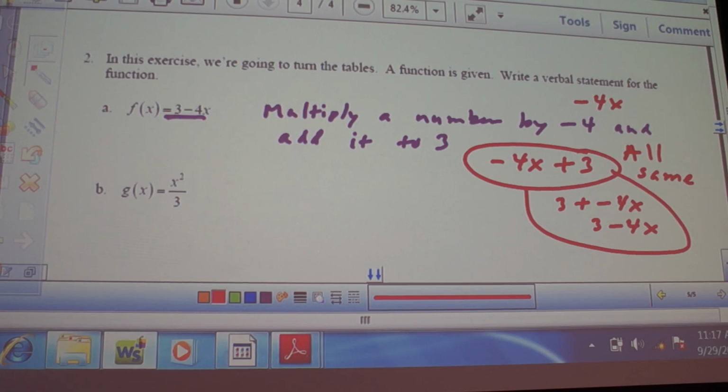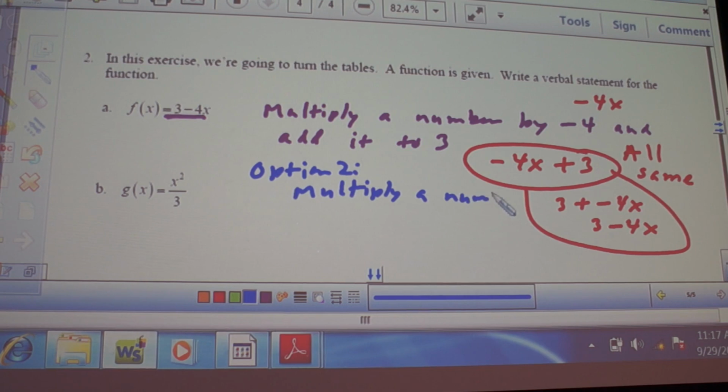Now what you could also say is multiply a number by 4 and then subtract it from 3. You could also say that as well, right? Option 2: you could say multiply a number by 4 and subtract it from 3. You can do either one of those. They mean the same thing.